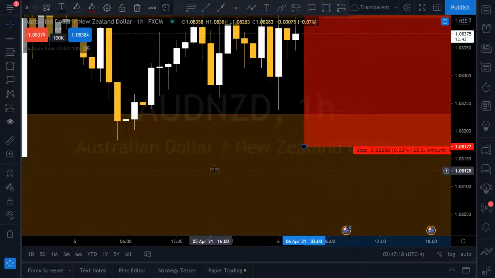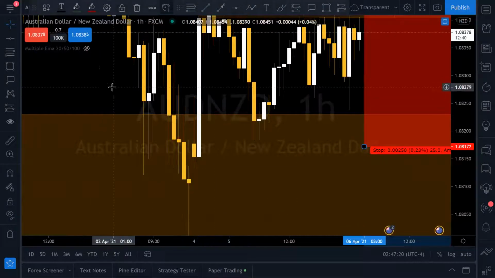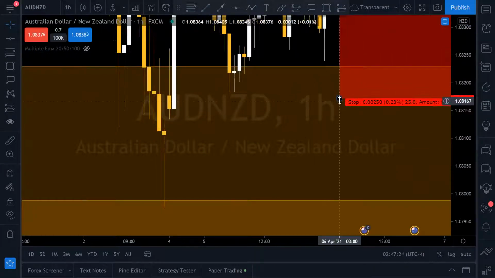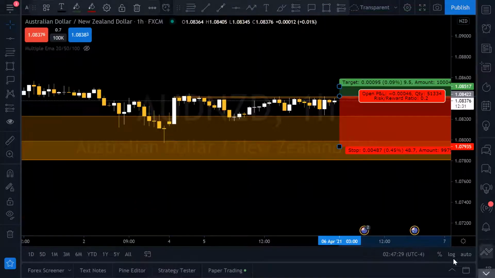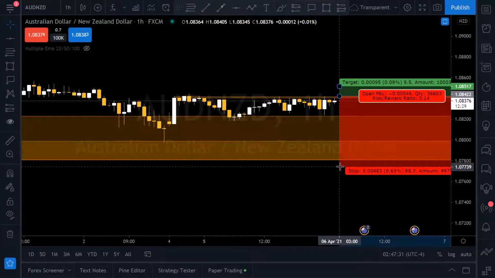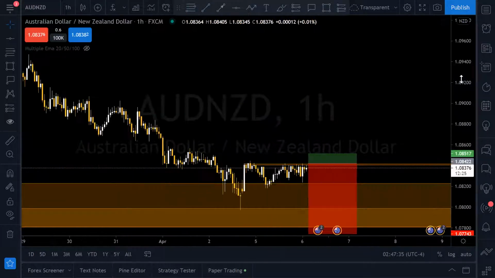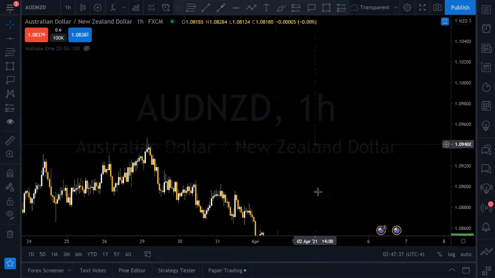Would your stop loss be safe here after this rejection? Yeah, it's aggressive though. That's aggressive. I want my stop loss under the demand zone. And what are we going to use for a target?